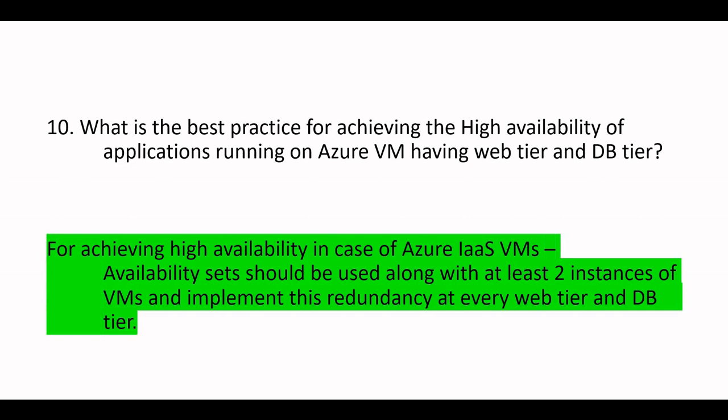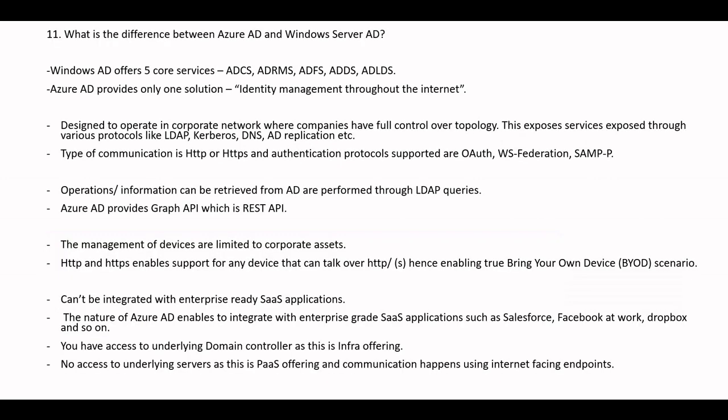So just keep these things in mind: availability sets are a high availability solution and redundancy is a high availability solution. It is not asked much, but still I have included it in the video.